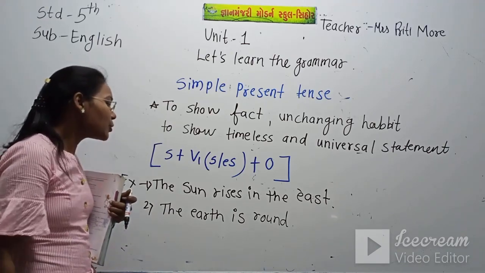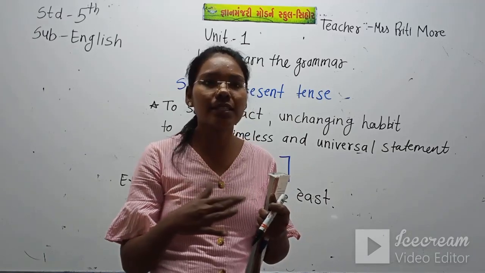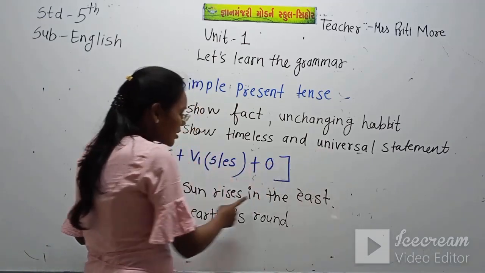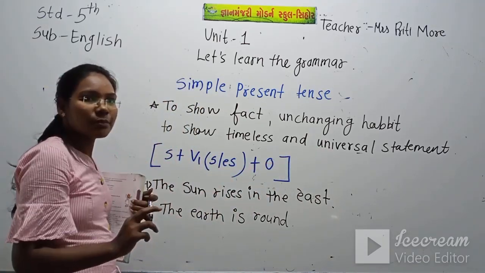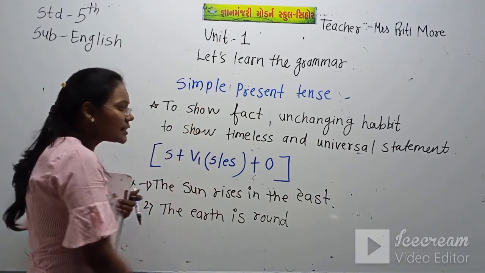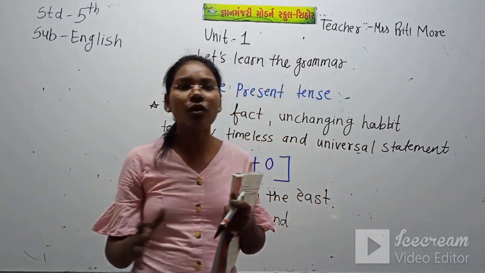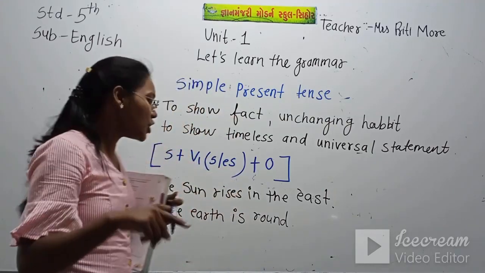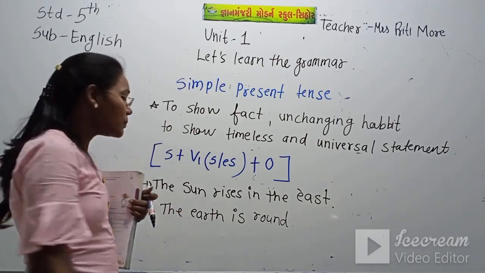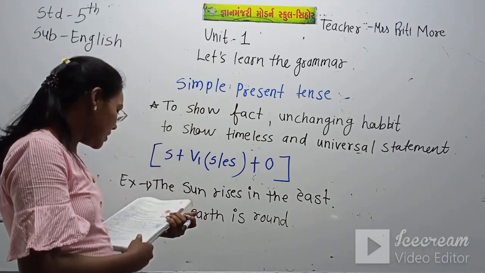This is our unchanging universal truth. The sun rises in the east. The sun cannot change its direction for rising. So the sun always rises in the east. So this is the universal truth. To show the universal truth, we use the simple present tense. The earth is round. We cannot change the shape of the earth. It cannot be rectangular or triangular. It is round in shape. So this is also a universal truth. For saying the universal statement, we use simple present tense.